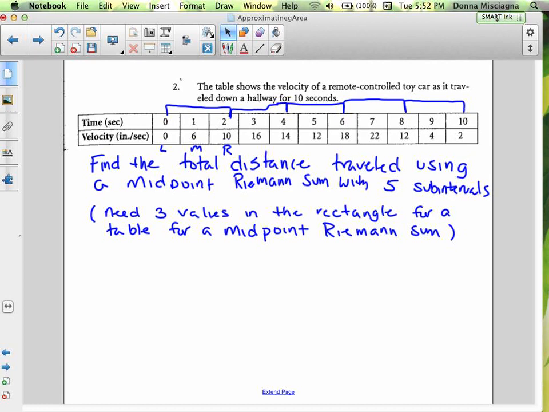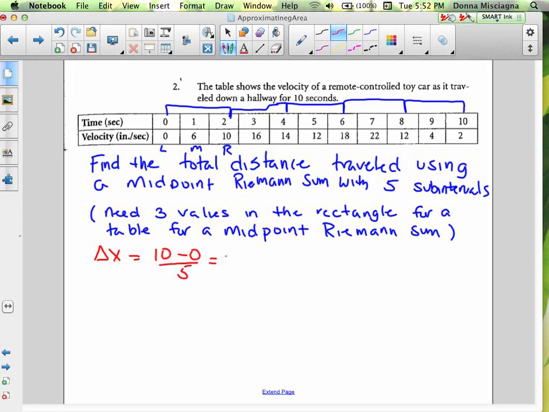Okay? All right, so let's do our Riemann sum. Now let's do our change in x because it is not the same as the last one. So the change in x, right? So we have 10 minus 0, but we only have 5 subintervals, so this time it is a 2. Right? That makes sense. So the distance traveled is going to be the 2, which is the change in x. And then we're going to sum up all of the y values, right?